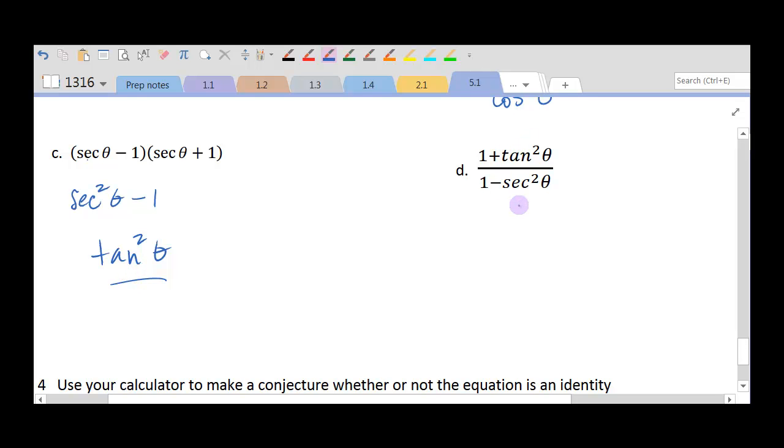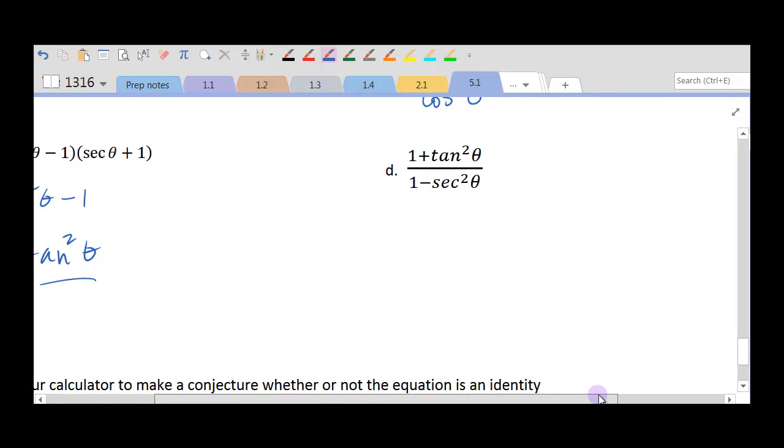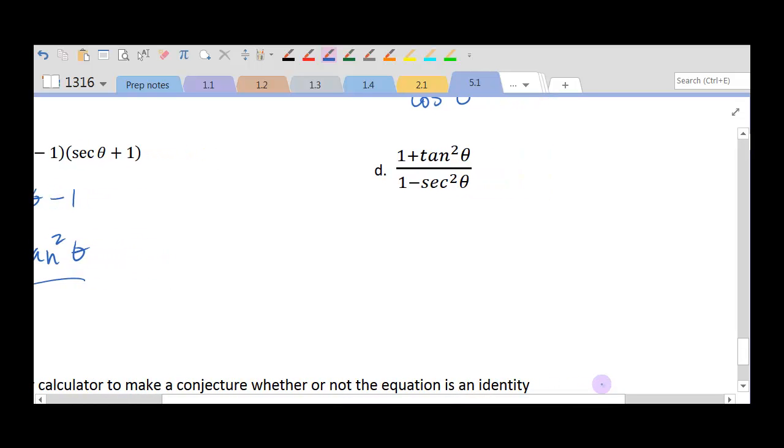Okay, and lastly, let's look at this. 1 plus tan squared theta divided by 1 minus secant squared theta. Pythagorean identities don't always come in the form that we like to look at them as. The numerator, I know, is secant squared theta. But the denominator is not just going to be as straightforward as you think. So let's take a second. I want to rewrite the identity over here. I know that the identity says I have tan squared theta plus 1 is equal to secant squared theta.